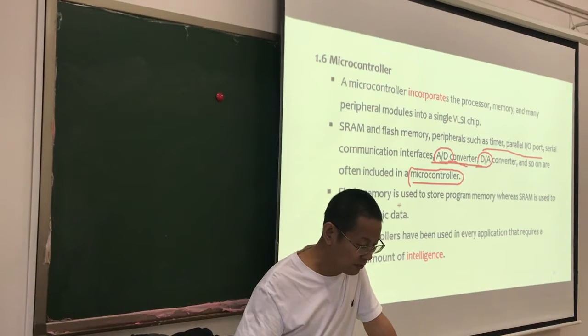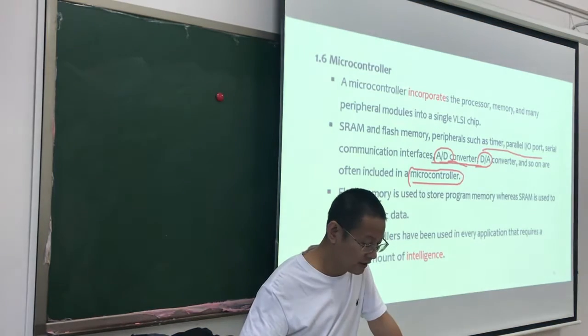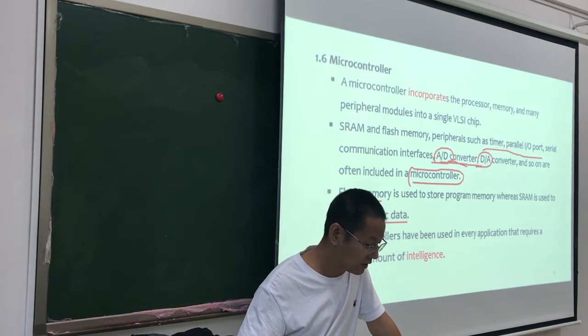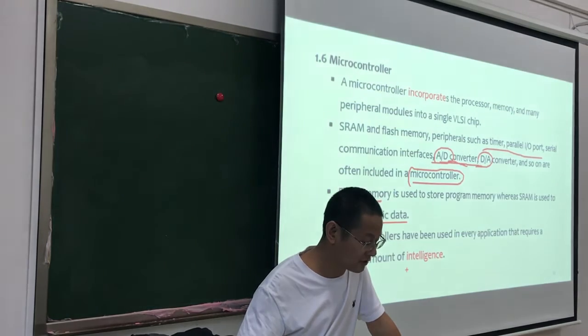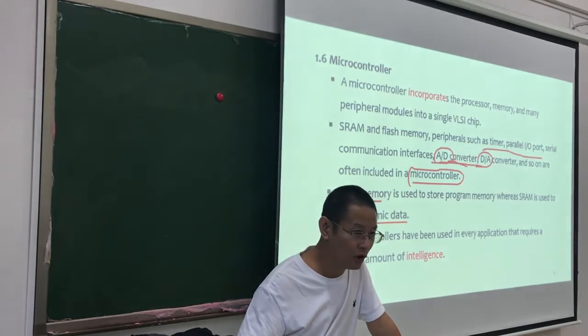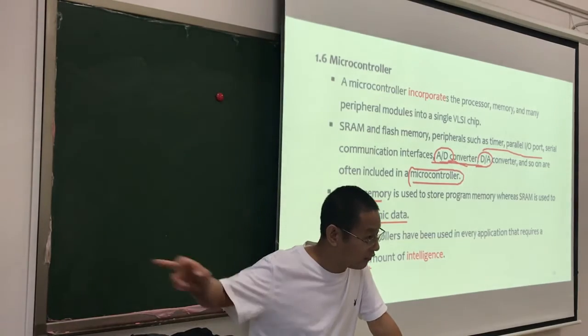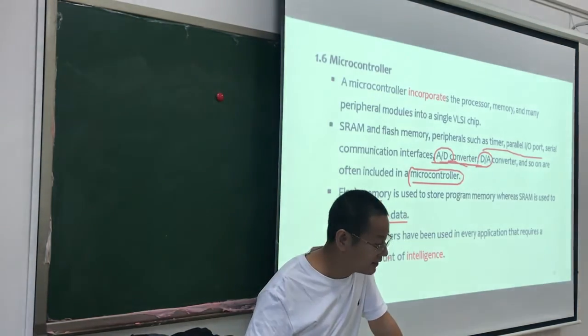Flash memory is used to store program memory, whereas SRAM is used to hold dynamic data. Microcontrollers have been used in every application that requires a certain amount of intelligence, such as some washing machines and air conditioners. Our air conditioner has a microcontroller.